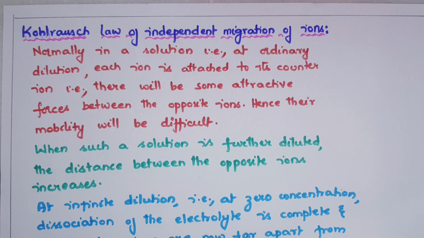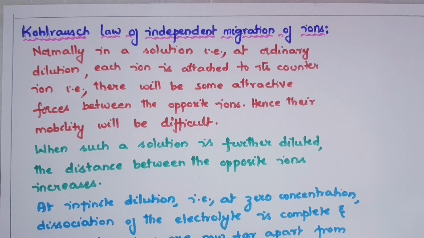Okay. Now, suppose you add some amount of water. That means when such a solution is further diluted. So, suppose previously you added 5 ml of water. Now you are adding 10 ml of water. That means you are further diluting the solution. Now what happens, students? The distance between the opposite ions automatically increases.